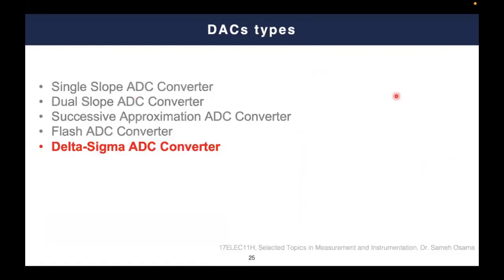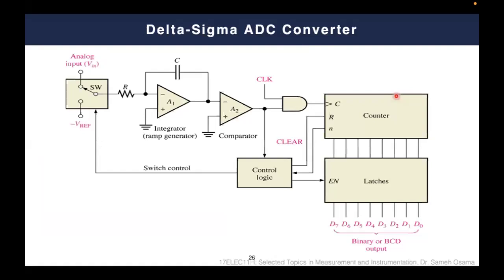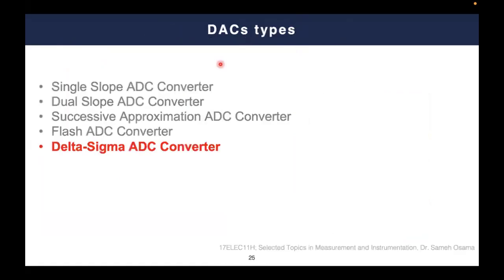Now let's go to the final ADC, which is the Sigma Delta, or Delta Sigma ADC. This is again one of the relatively famous ADCs. The Delta Sigma ADC is, I can say, a hybrid between more than one technique. If you look at this part of the ADC, you can find that it is identical to what we did in the double slope, or dual slope, configuration. So let me go back to the dual slope configuration.